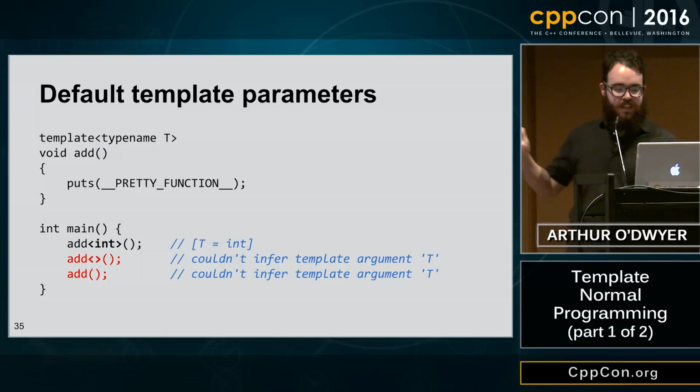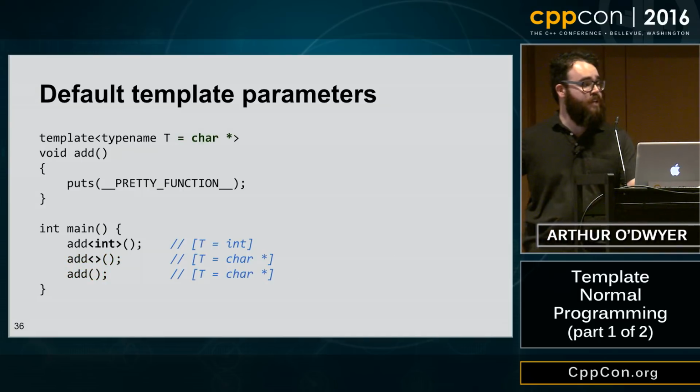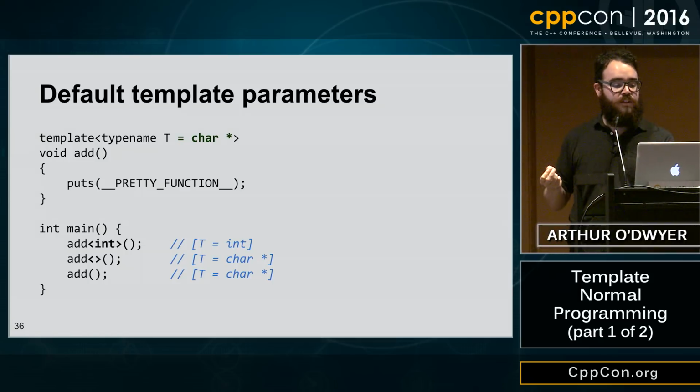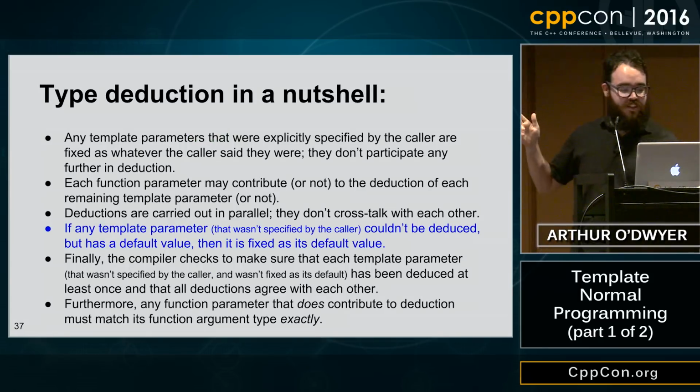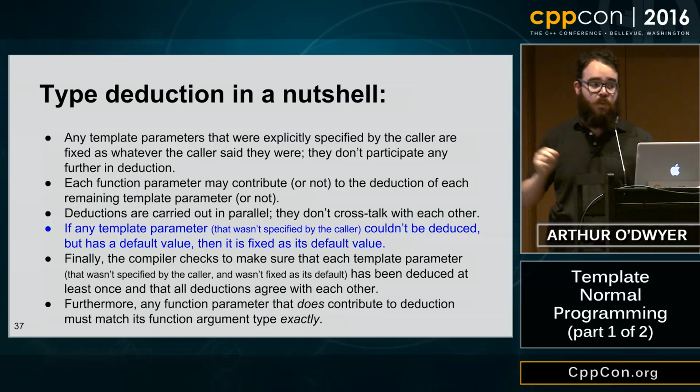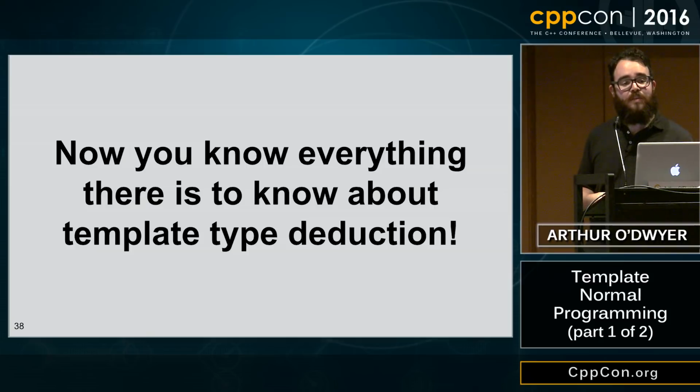OK, so in these cases, we can't infer it. We add the equals char star. Suddenly we can infer it. So even if it's not provided, it works fine. So let's add that to our template deduction in a nutshell here. If any template parameter that wasn't specified by the caller couldn't be deduced, but it has a default value, that's still OK. We'll fix it as its default value. And then we compare notes, and then we look to make sure that things match the function argument types. Cool. Now you actually know everything there is to know about template type deduction.